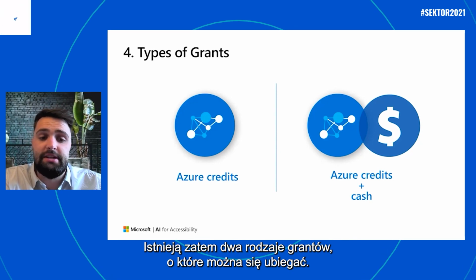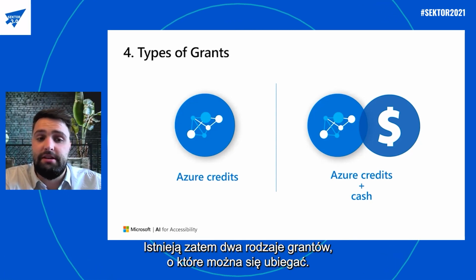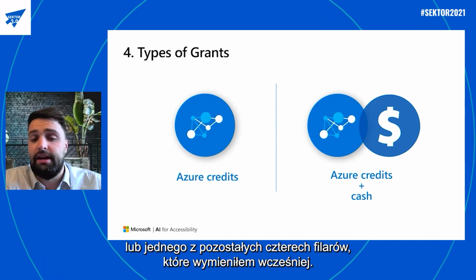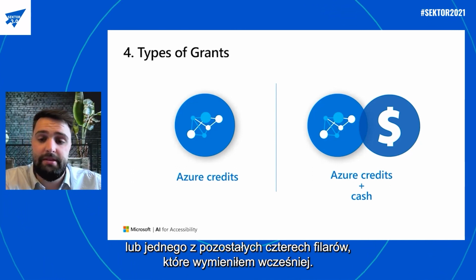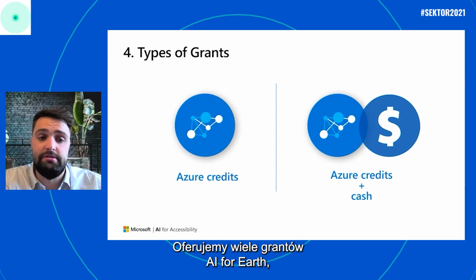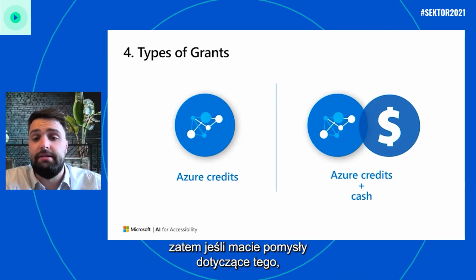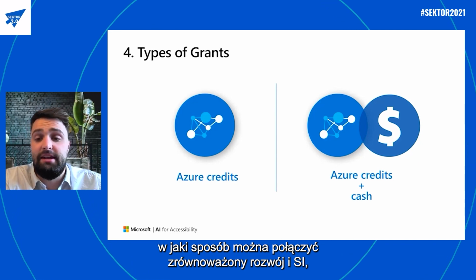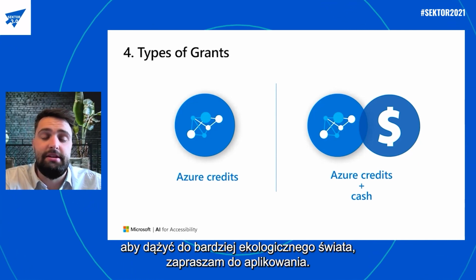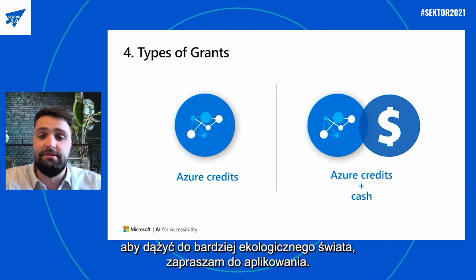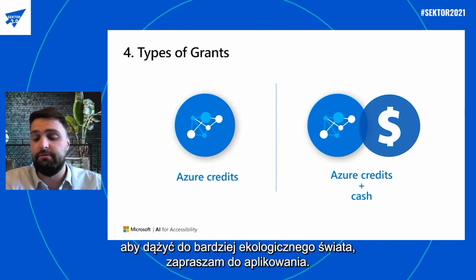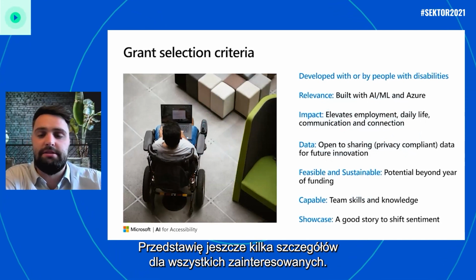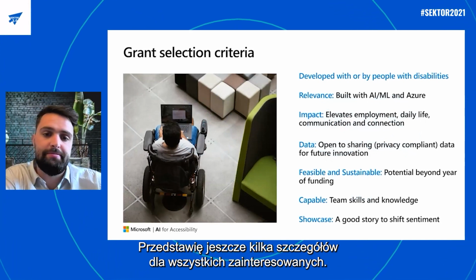So there are two different types of grants that you can try to get if you have a good idea within accessibility, but also in the 4 other categories, which I mentioned earlier. AI for Earth grants is also really huge. So if you have an idea on how sustainability and AI could interact and create a more sustainable world, then you're also very, very welcome to apply for one of those. But let me get into a few more details if there's anyone interested in the crowd here.